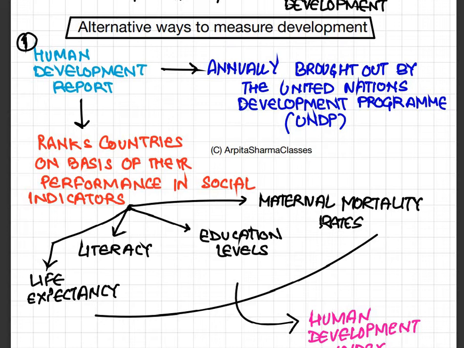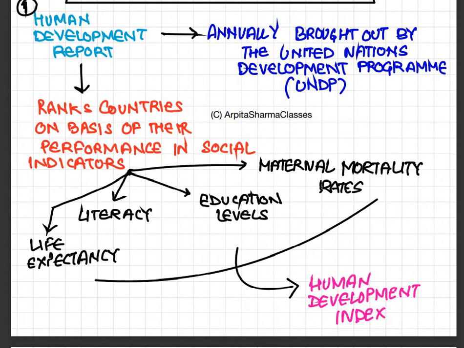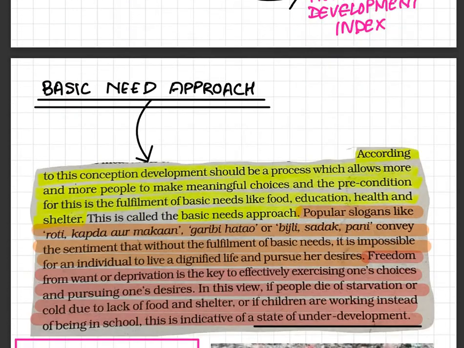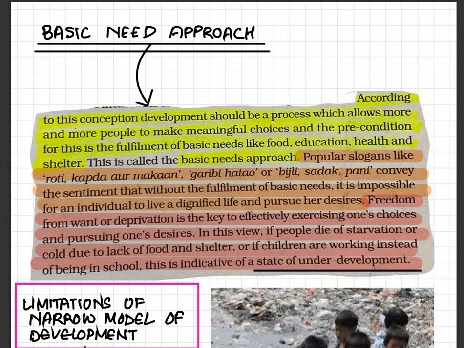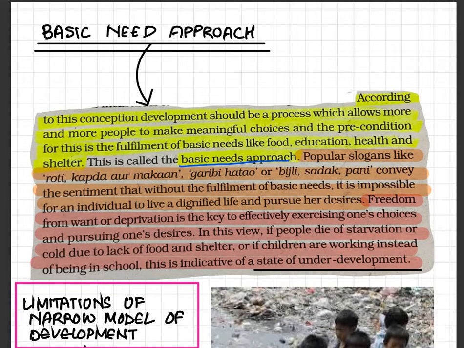So the Human Development Report launches an index called the Human Development Index. And this Human Development Index focuses on the basic need approach. So what is the basic need approach? According to this approach, development should be a progress which allows more and more people to make meaningful choices without hurting the environment.